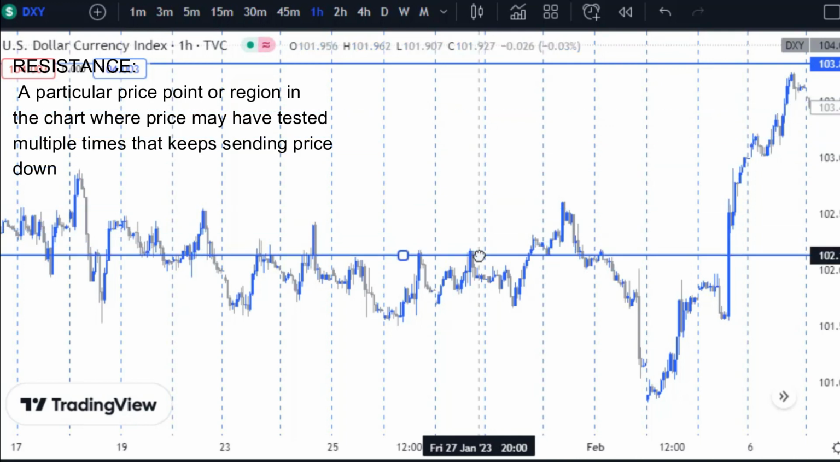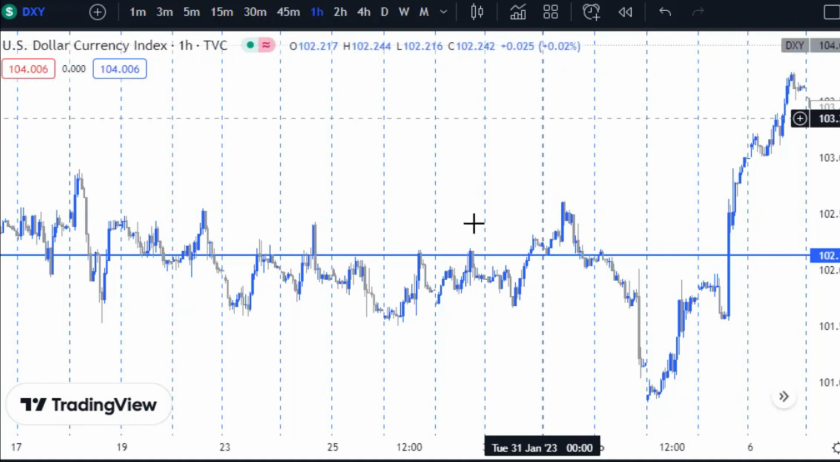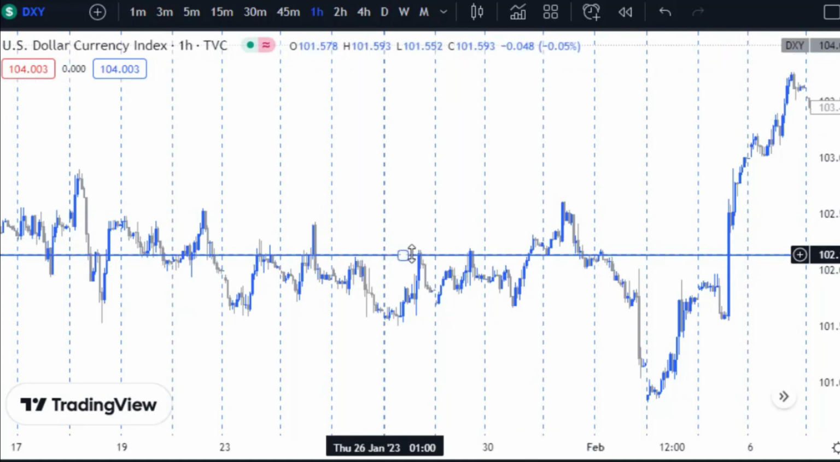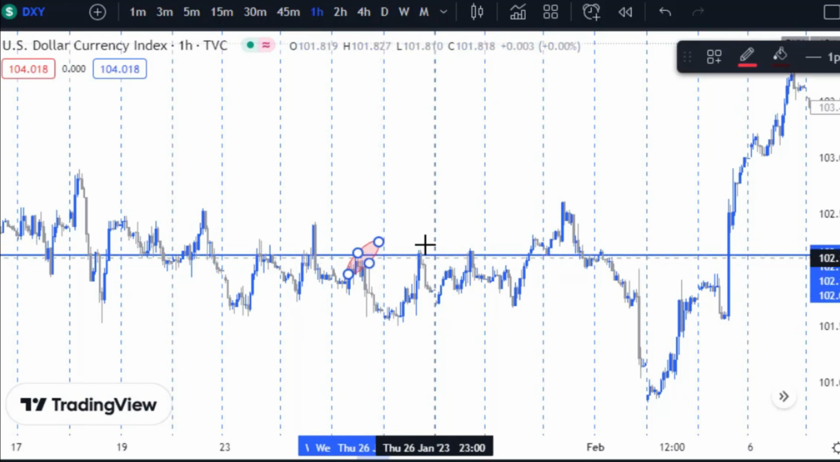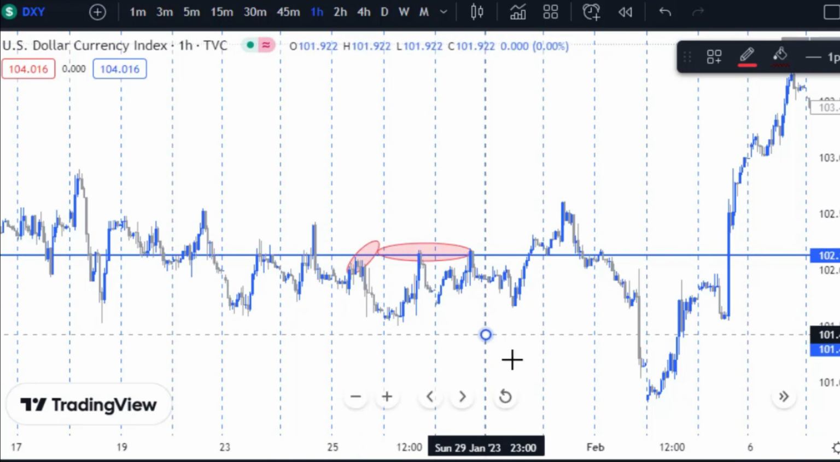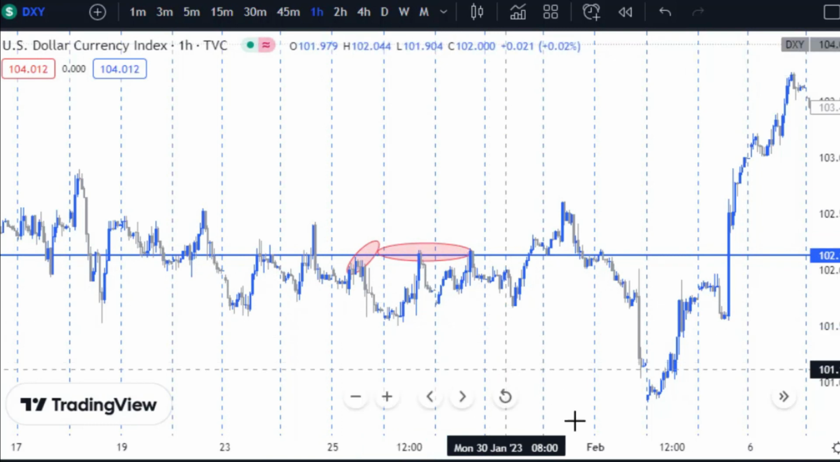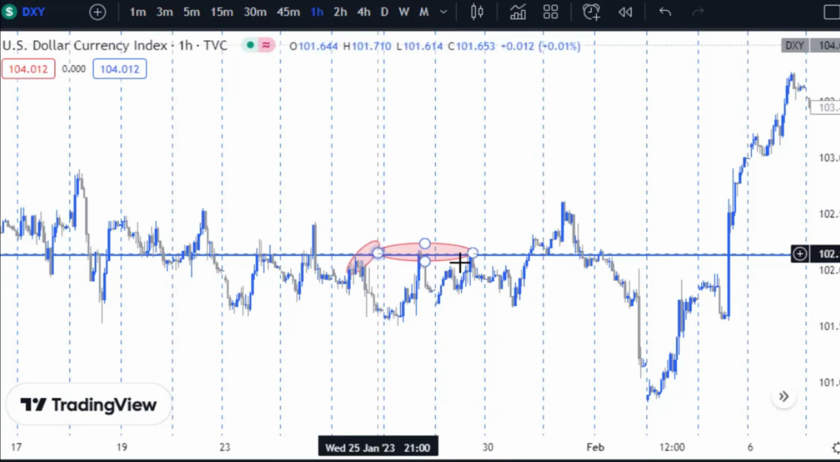For instance, where my horizontal line currently stays is a resistance point because price has tested it 3 times. If you can see, price has tested it around here on the highlighted part. Price tested it here again, and then tested it here. So see, the 3 times price tested that region, price was not able to break it, so we can call this whole region a resistance line.